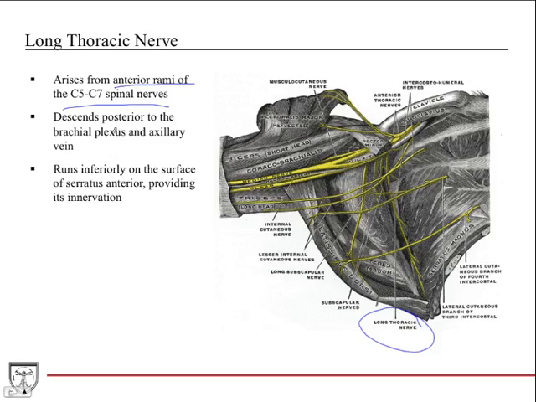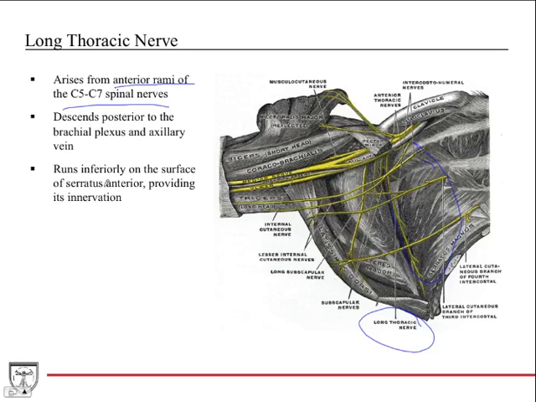It descends posterior to the brachial plexus. So here's the brachial plexus here. You can see it traveling behind there and the axillary vein. Then it runs inferiorly on the surface of the serratus anterior muscle. So here's the serratus muscle, this big sheet-like muscle along the thoracic cage here that inserts onto the scapula and helps protract or pull the scapula forward.